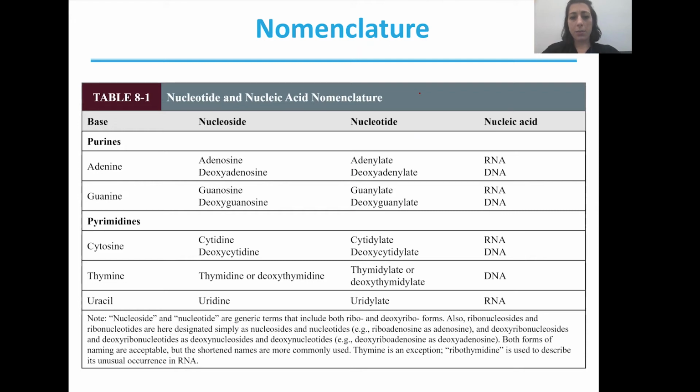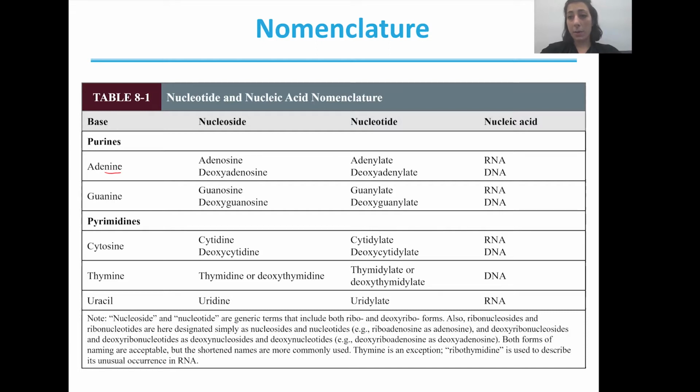Now, there is some general nomenclature depending on what you are looking at as far as the base versus what we call a nucleoside versus a nucleotide, and if they are in DNA or RNA, and that can be found in this table 8.1. So generally, when we say adenine, guanine, cytosine, thymine, or uracil, we're just referring to the actual nitrogenous base itself. This is this -ine ending.